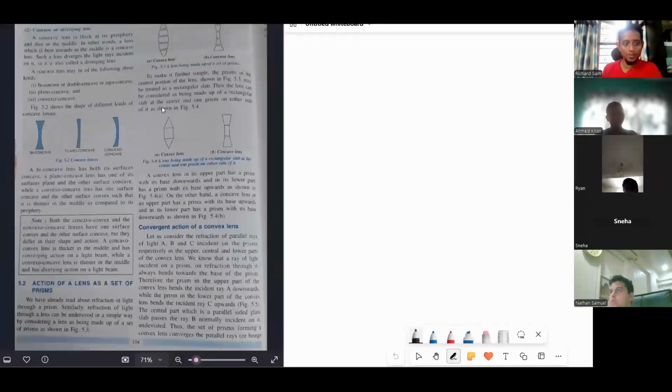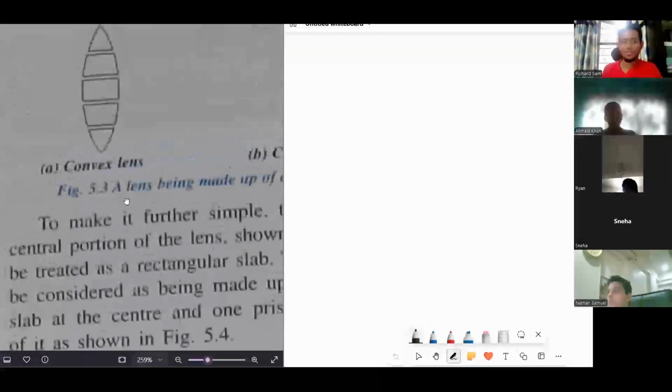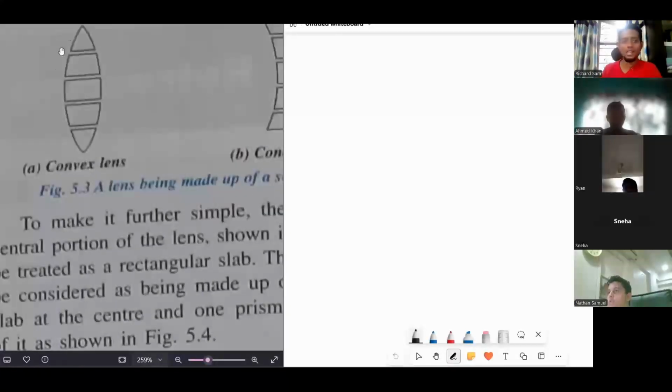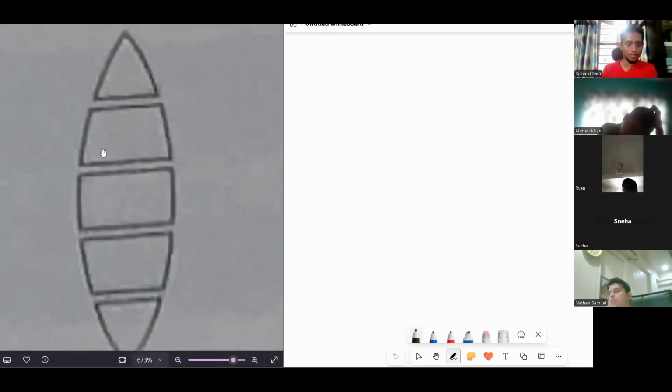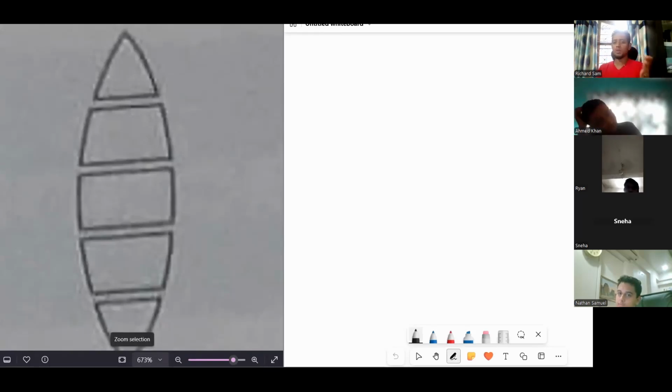Now, if you take a convex lens and cut it into pieces, each of these parts looks like a prism. Imagine the sides are not so curved, but all flat edges at all these points. So each of them looks like a prism. What is the property of a prism? The two flat edges on both sides are at an angle, instead of being two flat surfaces parallel to each other. That's when you get a prism.